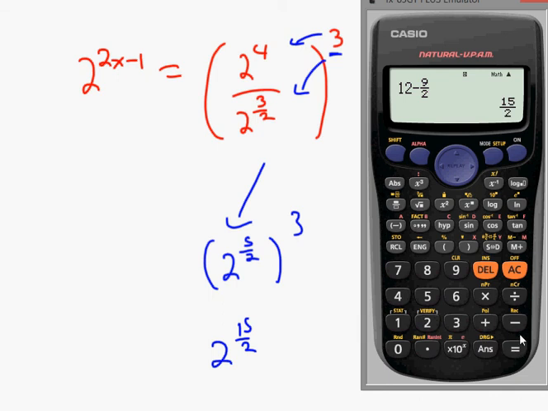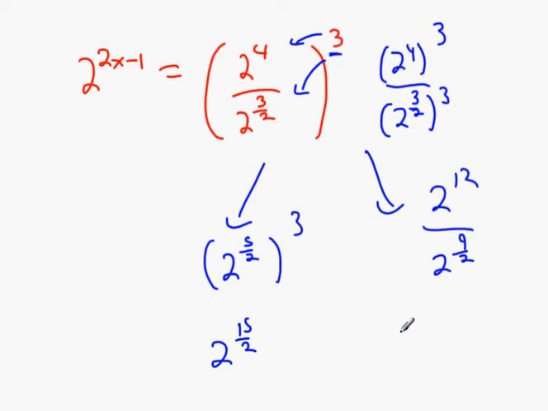The answer is 15 over 2. So he said 12 minus 9 over 2? Now, you shouldn't be saying that because 12 is the same thing as 24 over 2. 12 is 24 halves. 24 halves minus 9 halves is 15 halves. Is that alright? We got both answers for the two different methods. You should be able to do it either way.